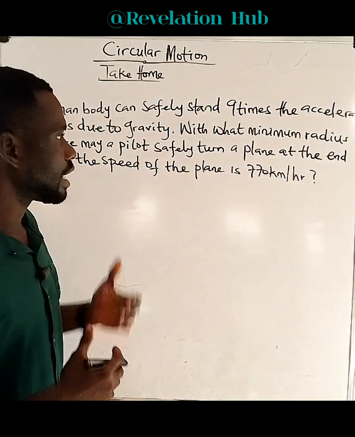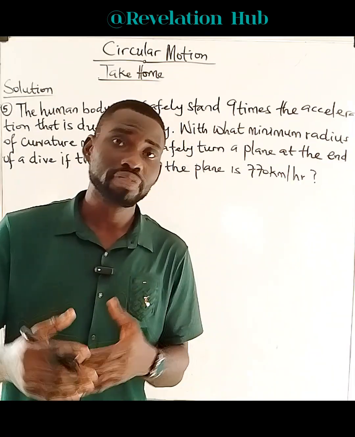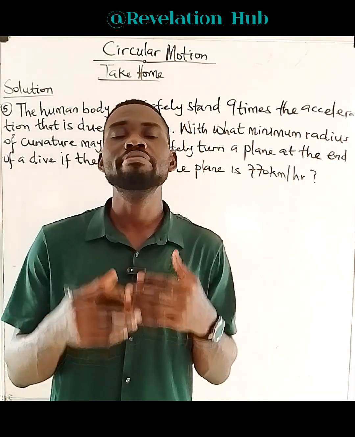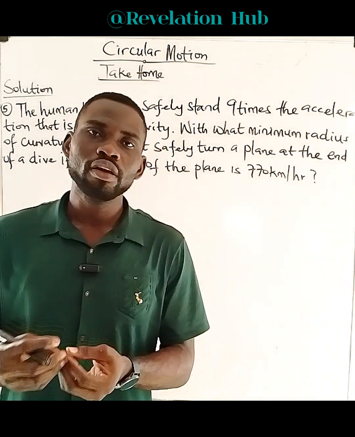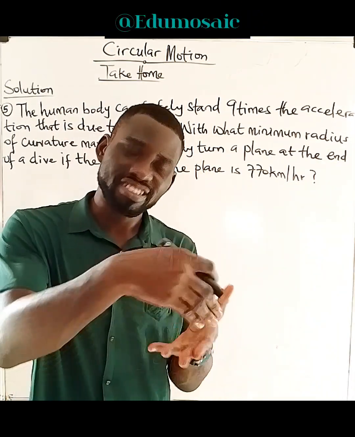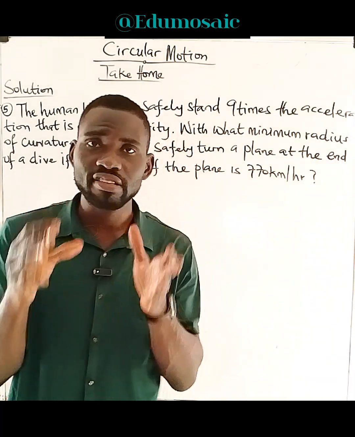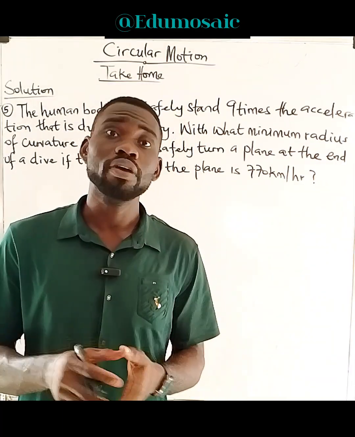So, what are we talking about here? A pilot that is flying a plane and trying to turn the plane at the end of a dive with the speed of 770 kilometer per hour. So, what would be the minimum radius of curvature? Now, what will help the plane to move through this circular path? What will help the plane move through this circular path is the weight of the plane alongside the weight of the people in it.